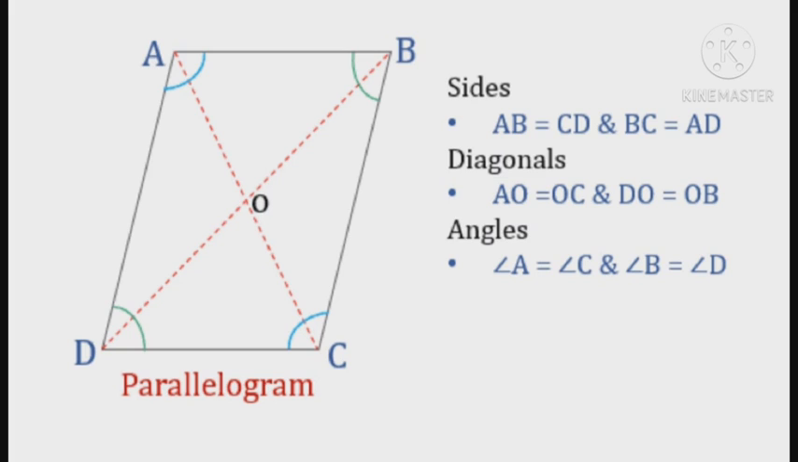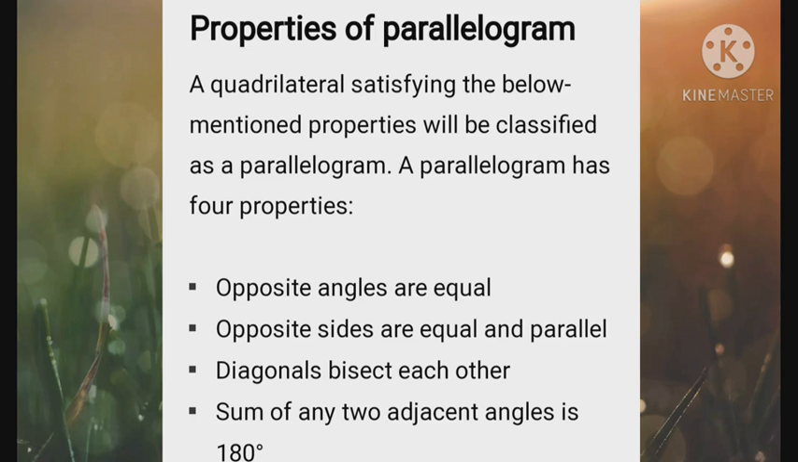Number 1, opposite sides are equal. Number 2, opposite angles are equal. Number 3, diagonals bisect each other. Okay, once again recall the properties of parallelogram. Opposite angles are equal, opposite sides are equal and parallel, diagonals bisect each other. Sum of any two adjacent angles is 180 degrees. Adjacent angle means the angle next to one is called an adjacent angle. Sorry, A and B are the adjacent angles, whereas A and C are the opposite angles. So the sum of adjacent angles is 180 degrees, and the sum of interior angles, you know, is 360 degrees.